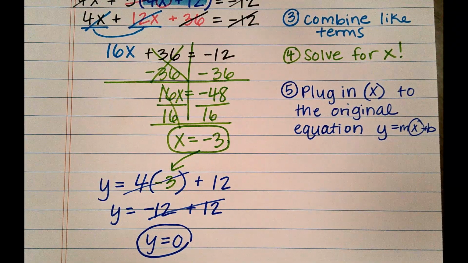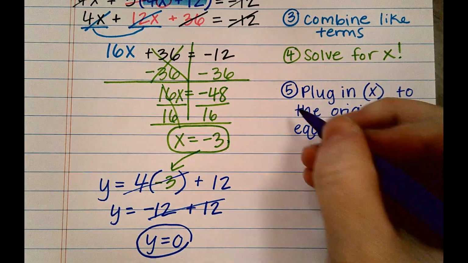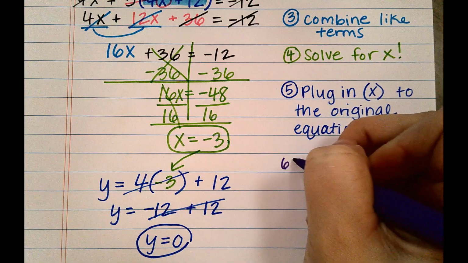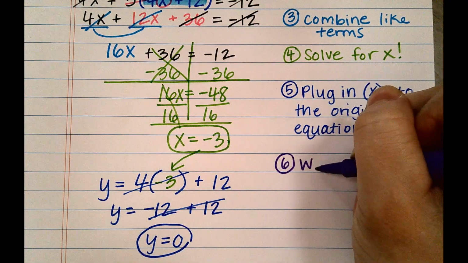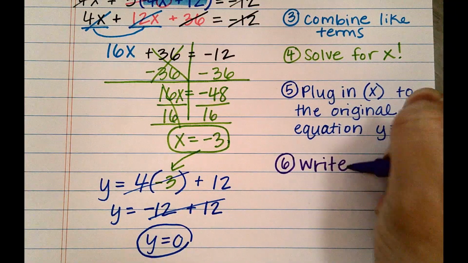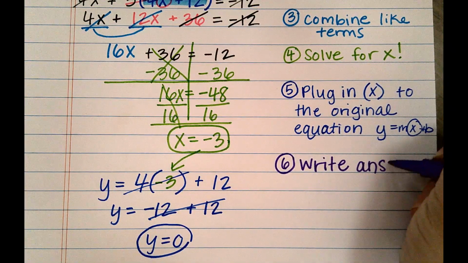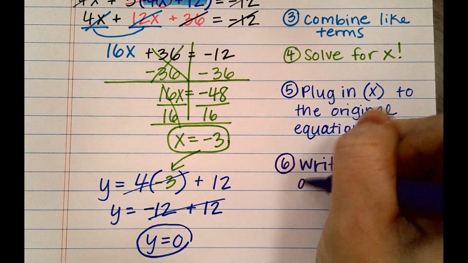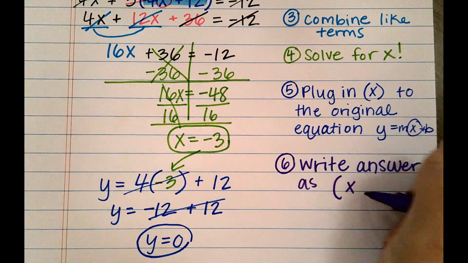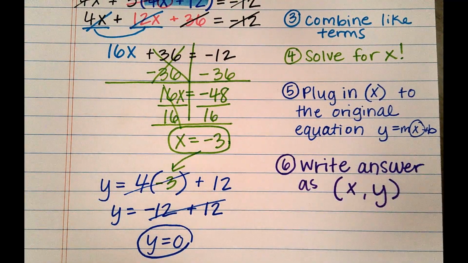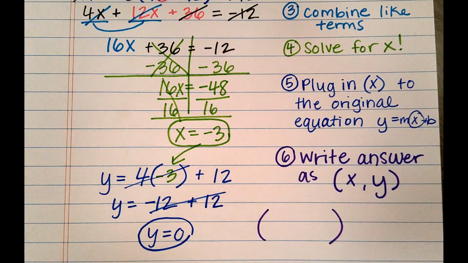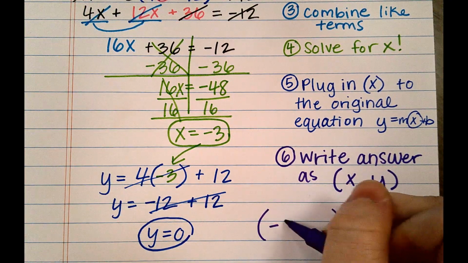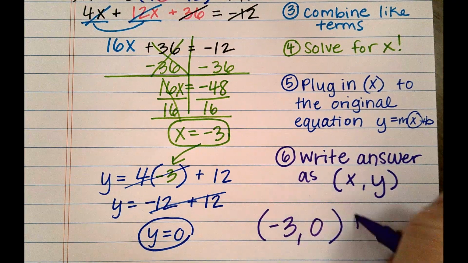What is the very last step? Yes, write them both down as a coordinate. So what would my coordinate be? -3, 0.